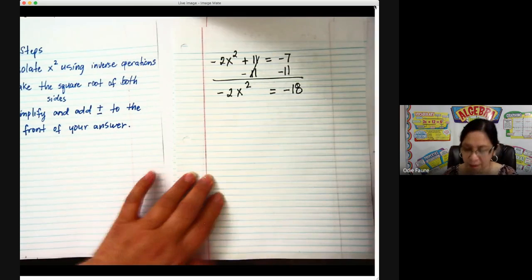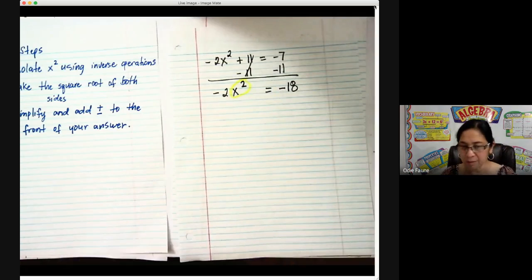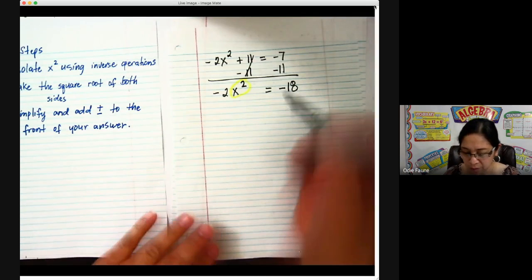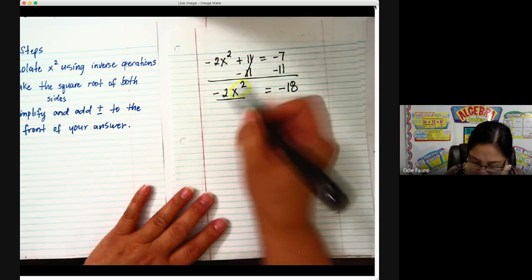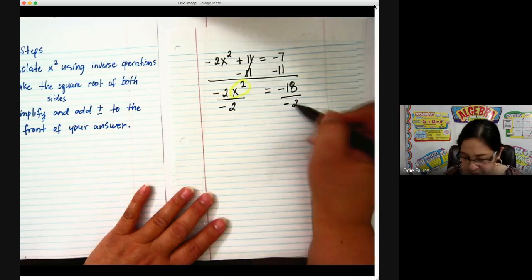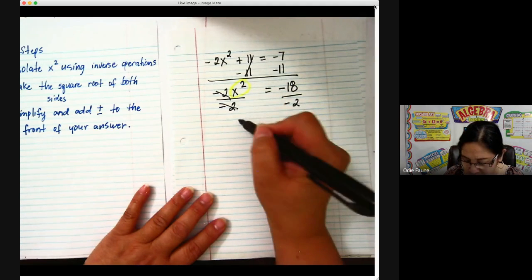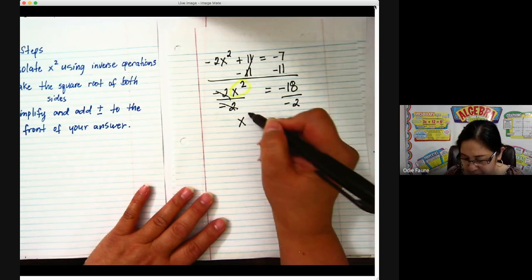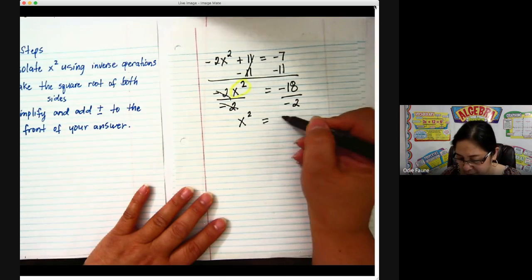Still, my x squared is not yet isolated. So I have negative 2 times x squared, and the inverse operation of times is division. So I will divide both sides by negative 2. So negative 2 divided by negative 2 is positive 1x squared. So this is equivalent to positive 9.